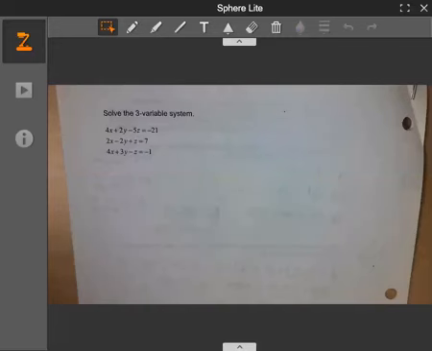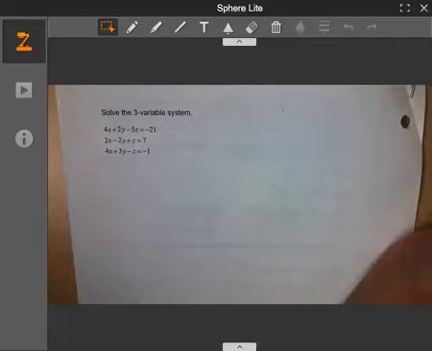We're going to do one last one, and this one's not going to be a word problem. It's just going to be a 3 variable system given to you. And again, we'll focus on substitution with this one.